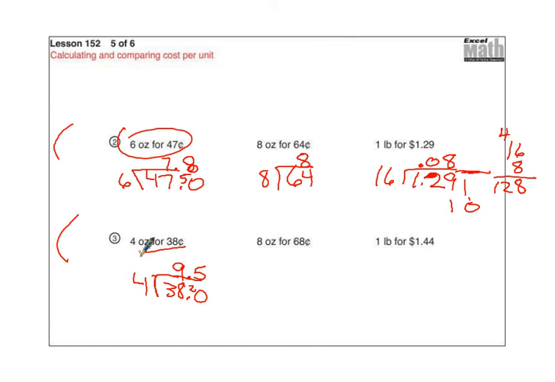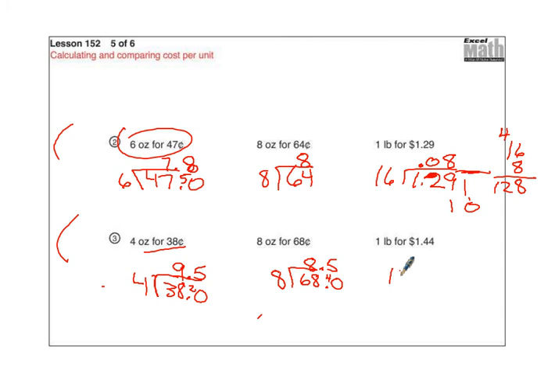Good, Haley. 8 ounces for 68 cents. What am I going to do? 8 into 68. How many 8s are in 68? 8, which is 64 point. How many 8s are in 40? 5. Which one's a better deal so far, A or B? B. 8.5 cents, 9.5 cents, right? What am I going to do on this one?